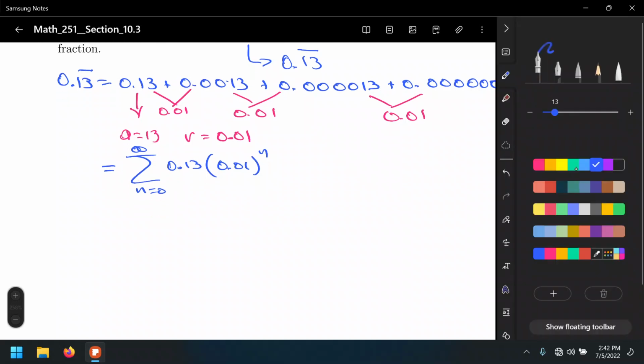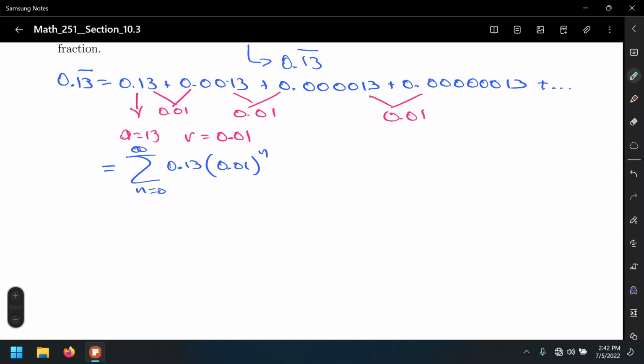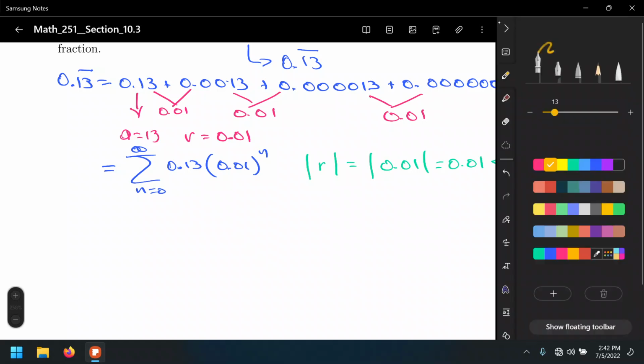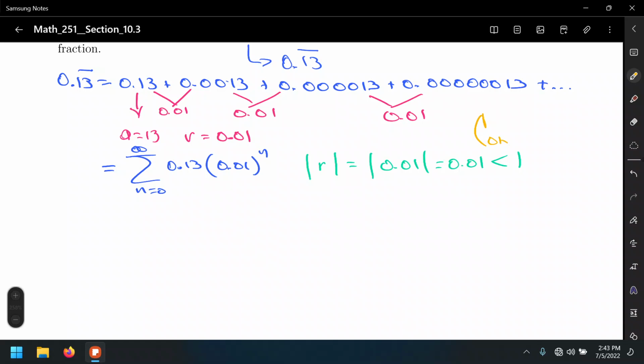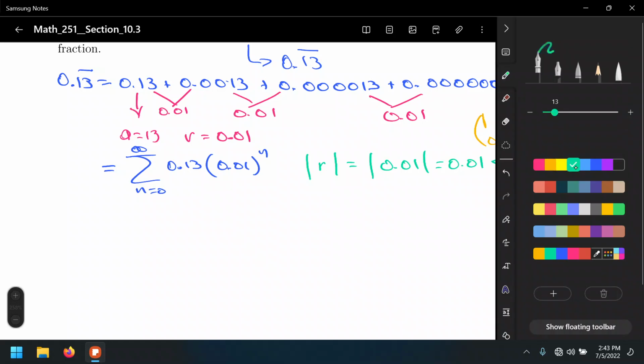Number one, let's see if the series converges first, because what if it doesn't converge? Then we cannot find the sum. So find the absolute value of r. That's the absolute value of 0.01, which is 0.01, which is less than 1, so it converges.